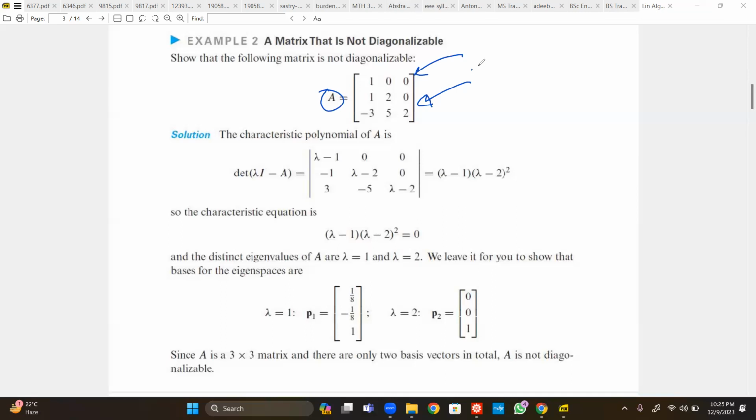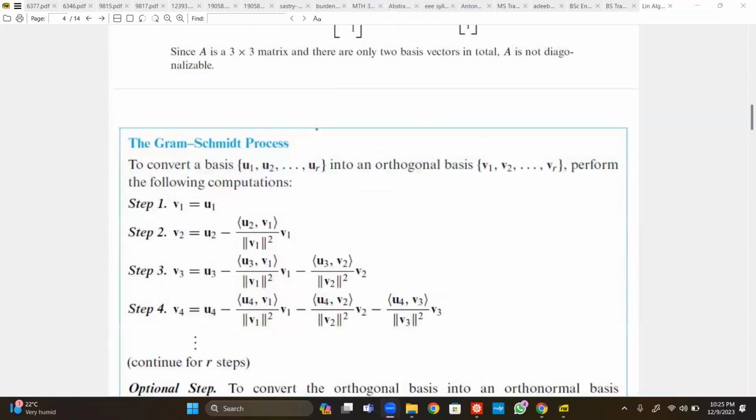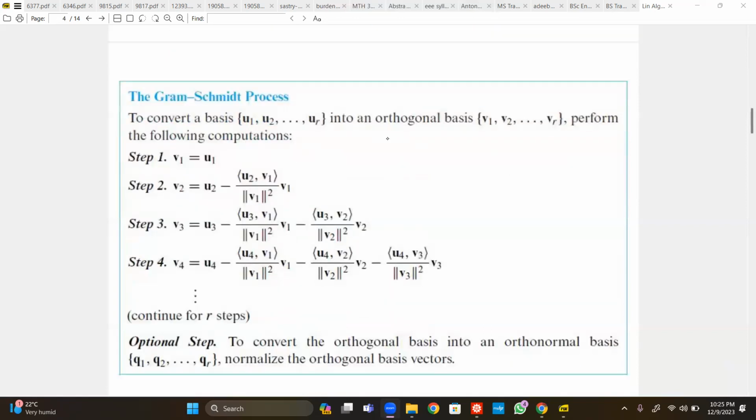In the case of a square matrix, if the reduced row echelon form is not an identity matrix, we understand that there is at least one row short. There is at least one vector short, which is causing the linear dependence. All right, so there are two ways you can check if a matrix is diagonalizable before even starting the process. The second topic we are going to cover today is the Gram-Schmidt process.